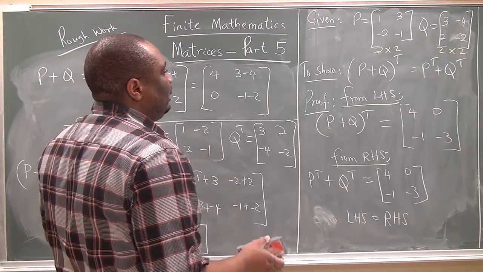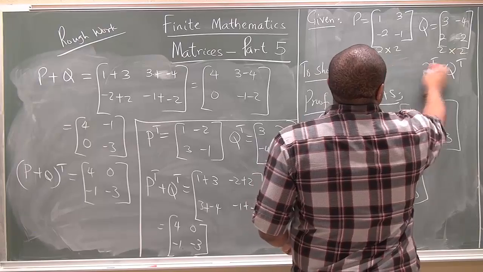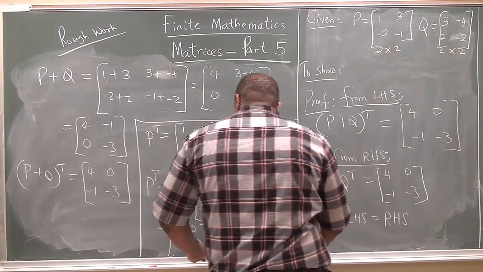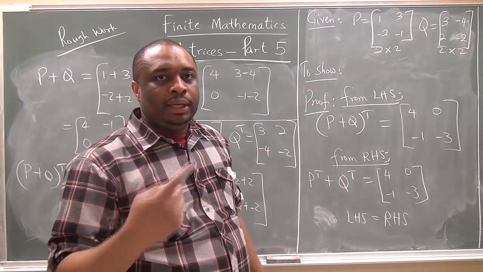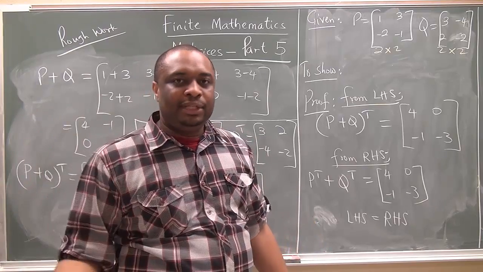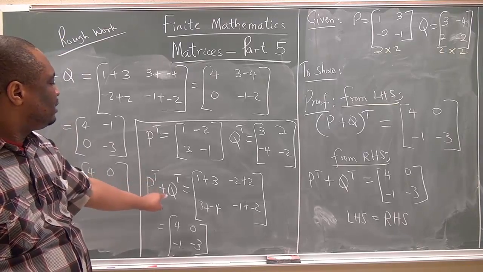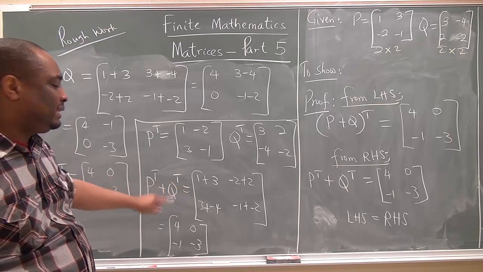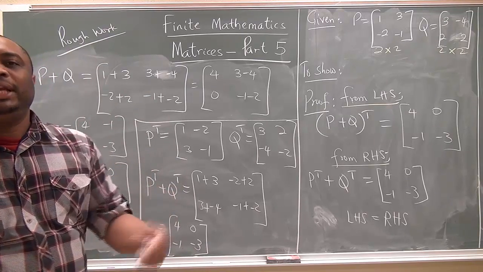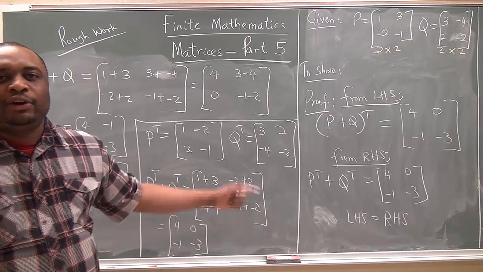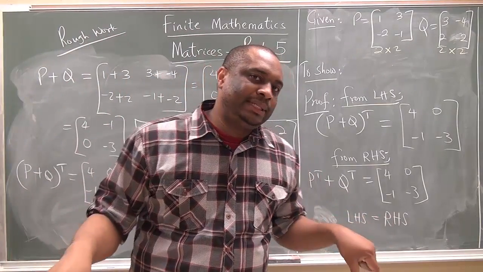The next one is show that, and this is kind of telling you the properties of transpose of matrices, all these proofs we are doing. The first property: transpose of a matrix is that matrix. The second one, if you take the transpose of the addition, it is the sum of the individual transpose of the matrices. That's the second property.